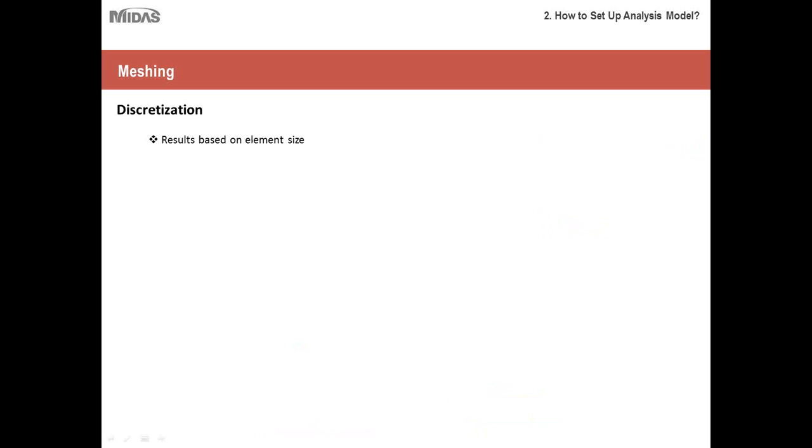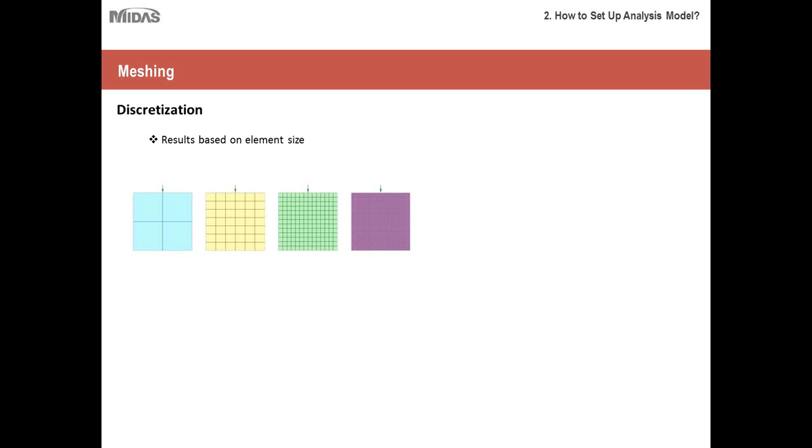Then let me go over the importance of the element size. So consider this given model. You can see the model is there, we have discretized it. This model has 4 elements, this is more, this is finer mesh, and this is the finest meshing. The load applied to all the 4 elements are identical, but when you look at the results, you'll get the stress contours something like this.